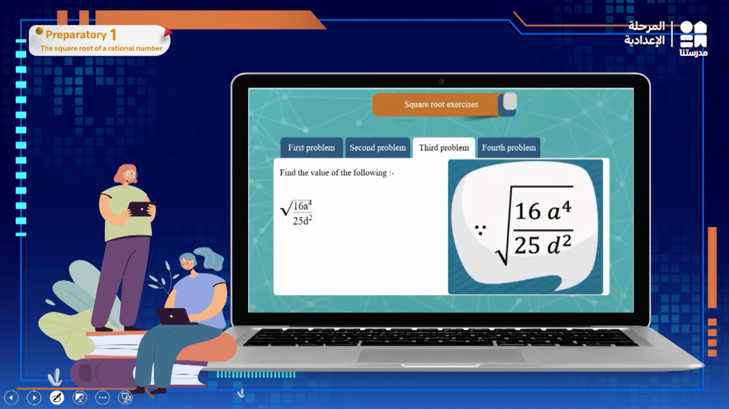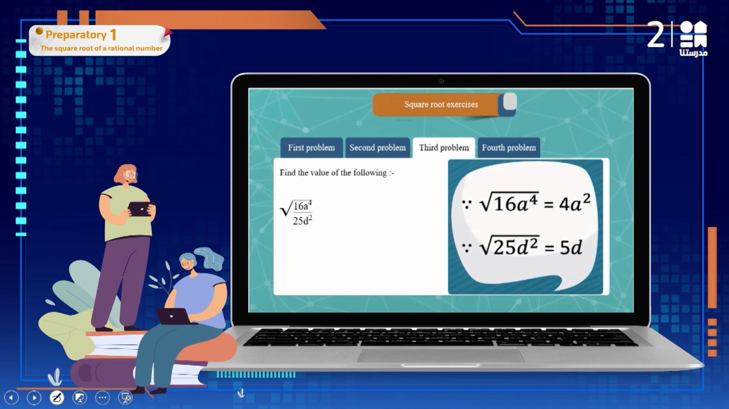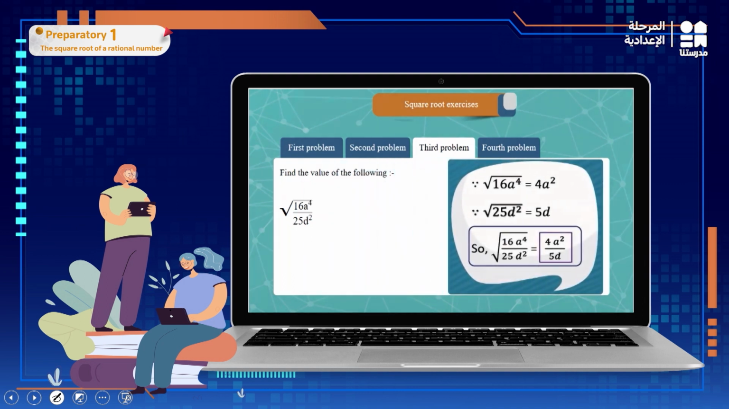Find the value of the square root of 16a to the power of 4 over 25d squared. The square root of 16a to the power of 4 is 4a squared, while the square root of 25d squared is 5d. So the square root of 16a to the power of 4 over 25d squared equals 4a squared over 5d. Now let's move to a higher level with a more complicated example.